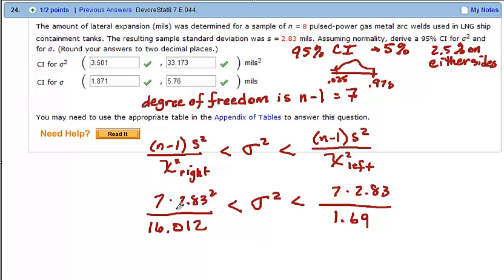And then you'll just number crunch, and if you number crunch those, you'll see that you get these. Just take the square root to get your standard deviation. Of course, this is for variance, and then you'll get it for standard deviation. And that's how you work your chi-square problems. I'll let you crunch the numbers.